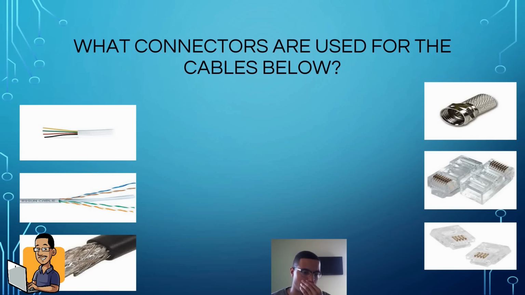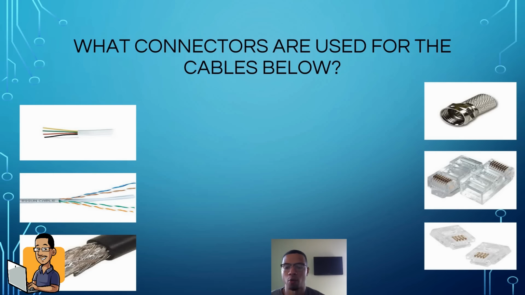All right, so we got some connectors and we got some cables. We got the connectors on the right, we got the cables on the left. So what do we think? Top left, telephone cable. Middle left, that is an Ethernet cable. Bottom left, that is a coaxial cable. So what kind of connectors go where?